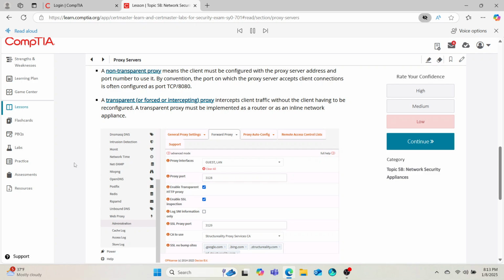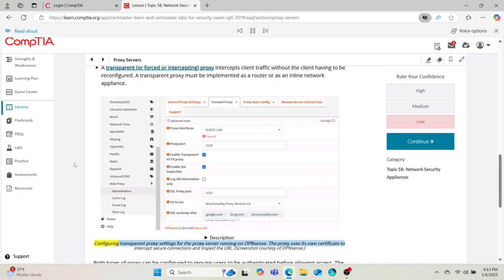Checkbox not selected. SSL proxy port 3129. CA to use. Drop-down with Structurality Proxy Services CA selected. SSL no bump sites .google.com, .bing.com, .structurality.com. Configuring transparent proxy settings for the proxy server running on OPNsense.